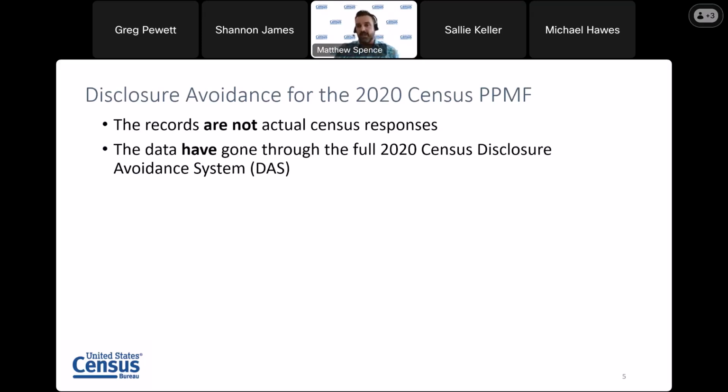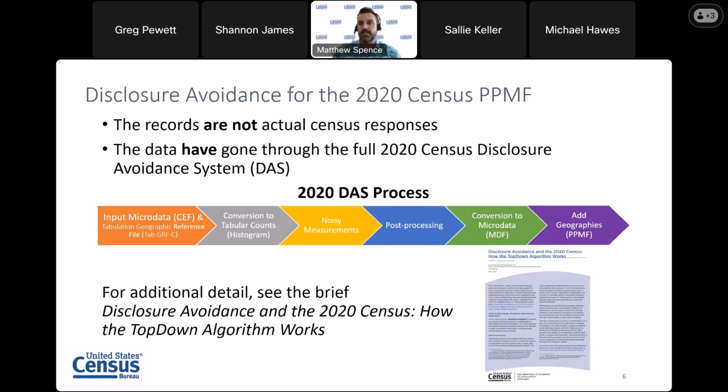We have a wide variety of materials about what the DAS is and how it works, but I'm going to turn your attention to just this one particular brief, which is called Disclosure Avoidance and the 2020 Census: How the Top-Down Algorithm Works. I've got a little preview of it here on the bottom right. This is one of a series of briefs that we did to explain how this process worked. It's different from prior censuses, but we believe it gives the best balance of confidentiality protections, accuracy of the data, and usefulness of the data.